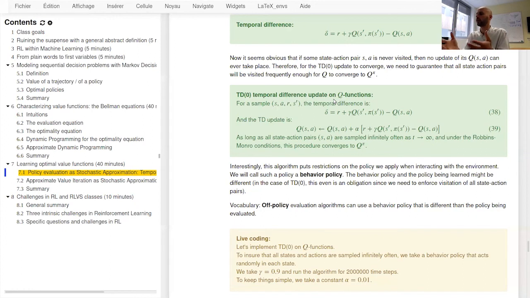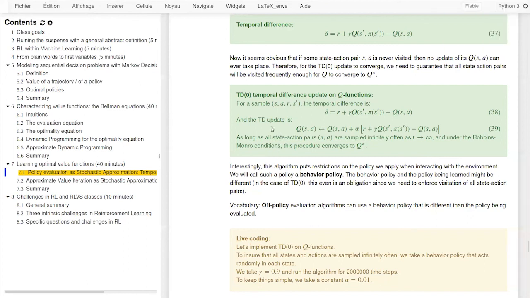But really, what we're interested in learning right now is only Q, and we don't want to bother learning both Q and V at the same time, although it is something that could be done. So in the TD equation, we could have written the bootstrap term with V instead of Q. It is true, but it would have kind of defeated the purpose of learning Q.